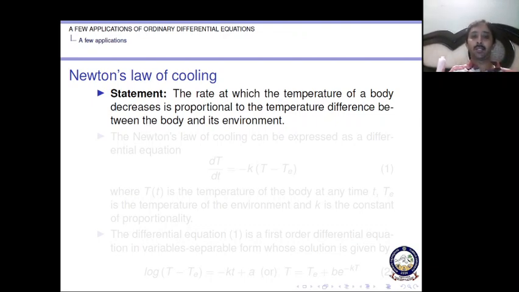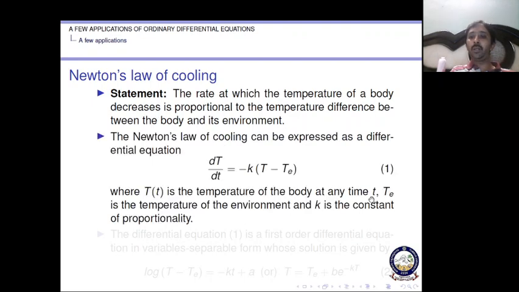Now, to understand this in terms of a mathematical expression, we denote the temperature of the body to be capital T, and we take TE to be the temperature of the environment. We take capital T as the temperature of the body at any time t. Then the rate at which the temperature decreases or increases is denoted by dT by dt. This gives the change of temperature with respect to time.